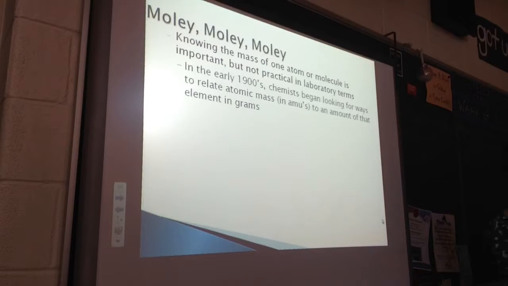So, in the early 1900s, chemists started to look for ways to relate the atomic mass unit to a mass unit that was practical, specifically the gram. Because we can, in fact, go into the laboratory and measure a mass of something in grams. That's super easy to do, super practical.